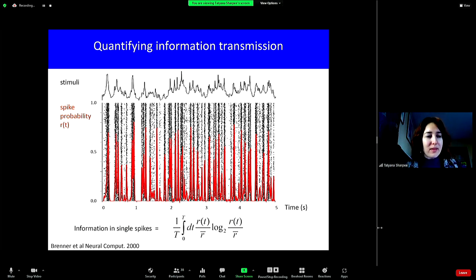Any guess? I mean, my guess would be that it does, actually. In the sense that if you write r of t as r bar plus delta r, then this would have a contribution proportional to delta r squared. Okay, so Matteo gets A plus.